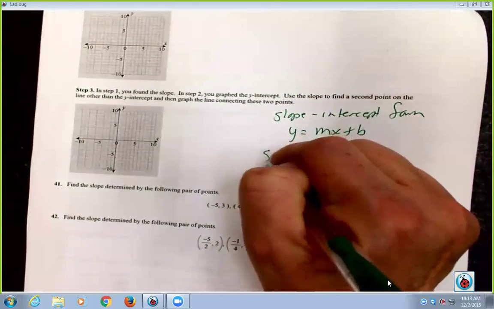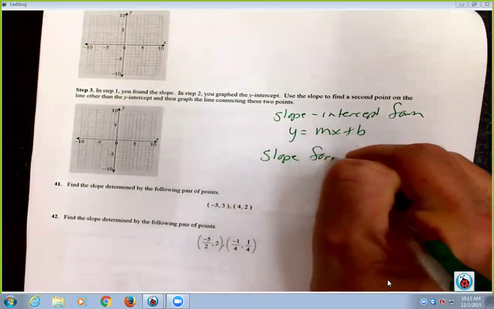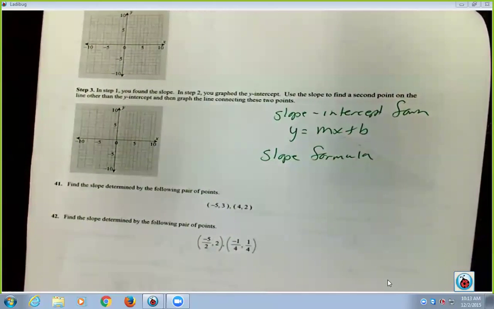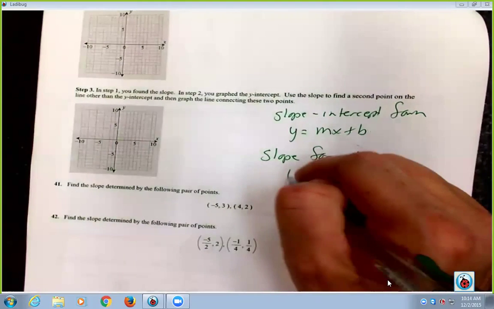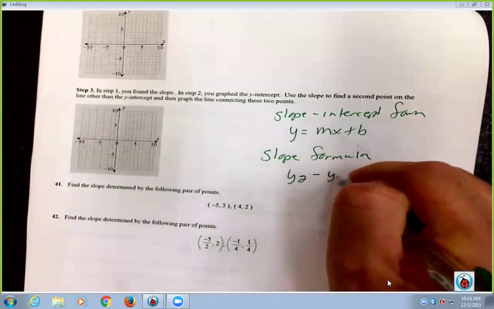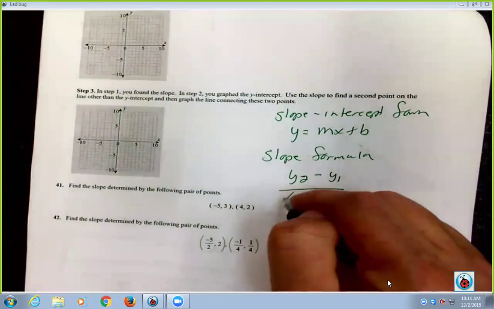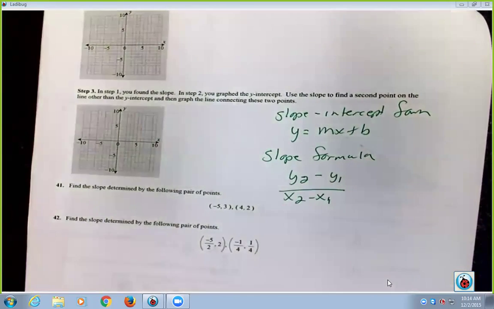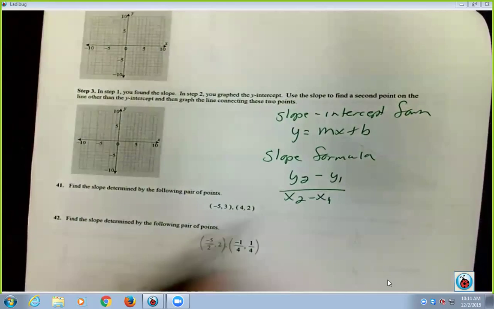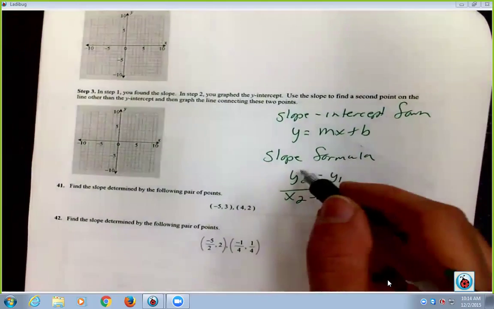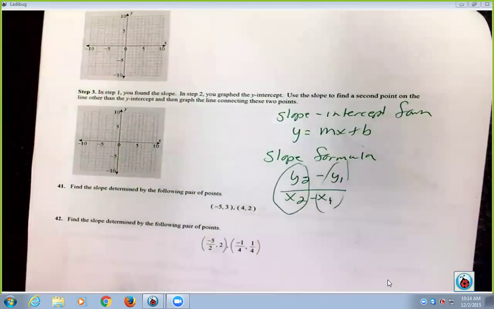Then we had the slope formula. So what's the slope formula? How do I find it? Been a while. Mm-hmm. That's the opposite way. y2 minus y1 is on top, and x2 over x1 is underneath. So you kind of invert those and get them going the opposite way. This means one point. This means another point.